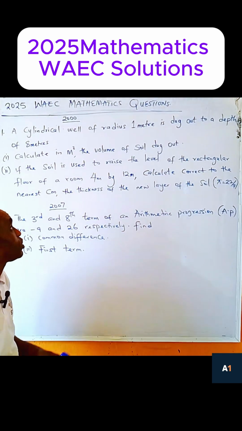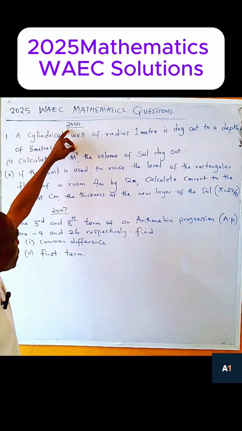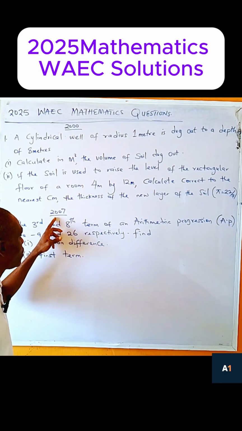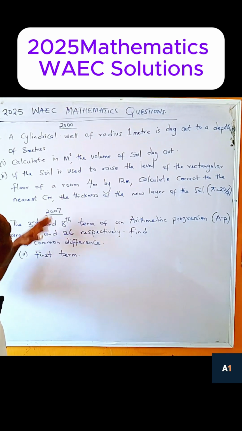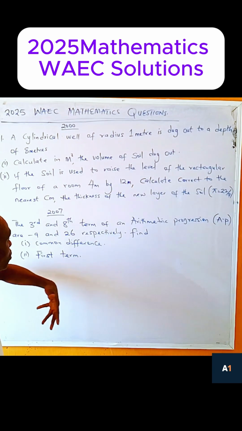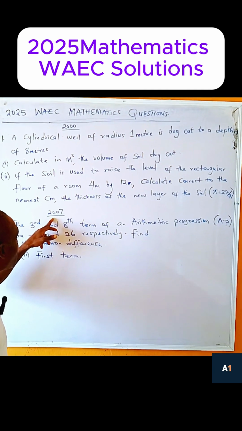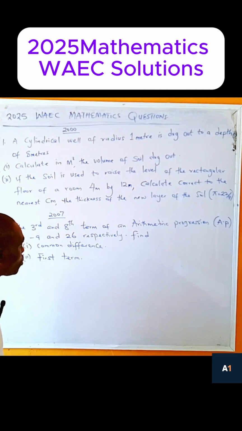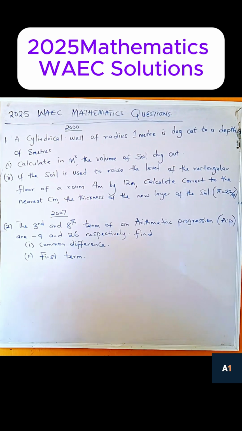Now, if you look at this, this question is from year 2000, and this one is year 2007. It's a live question. You can check the questions under 2007 and year 2000. So now, let's solve this one.